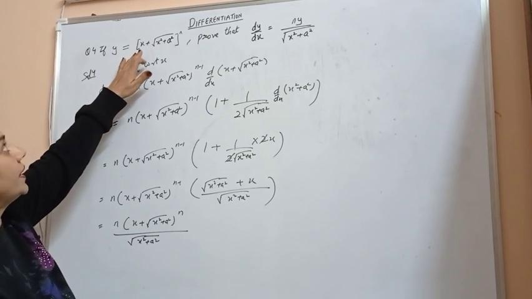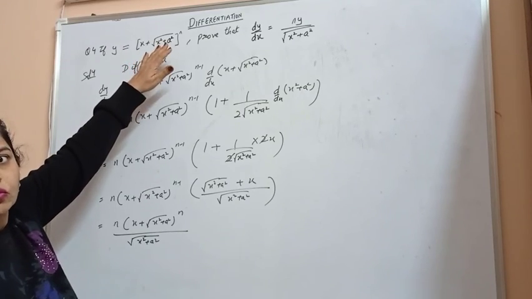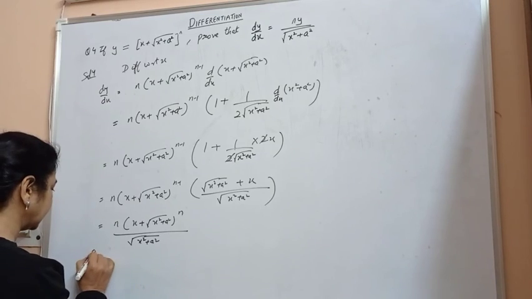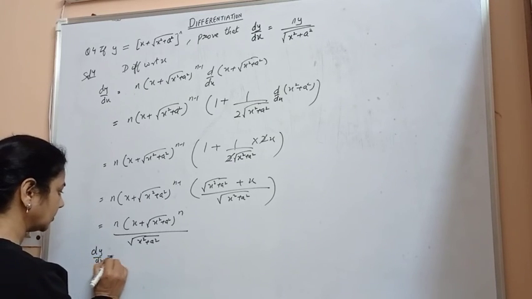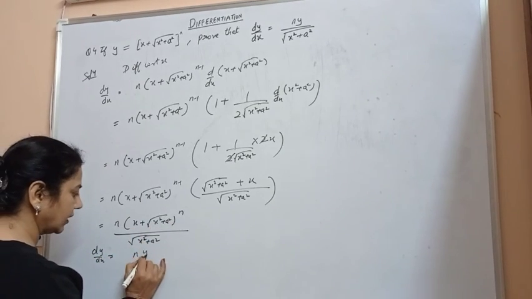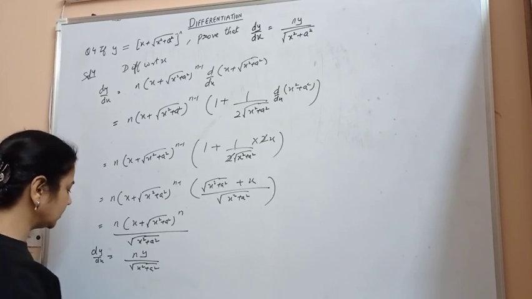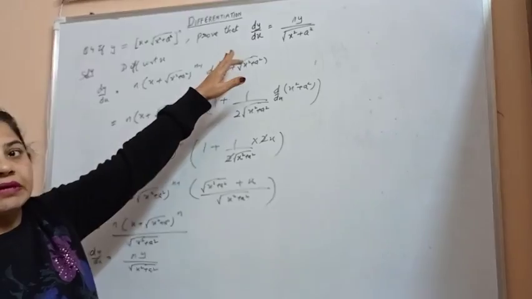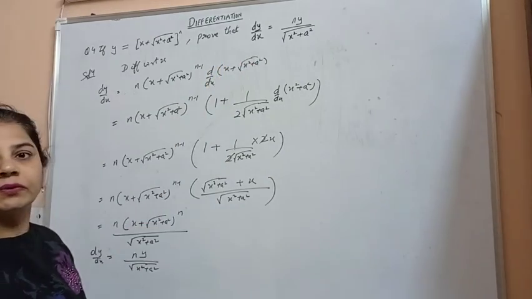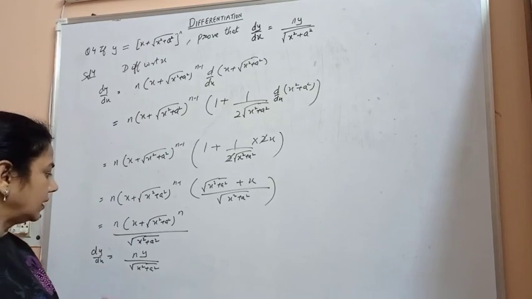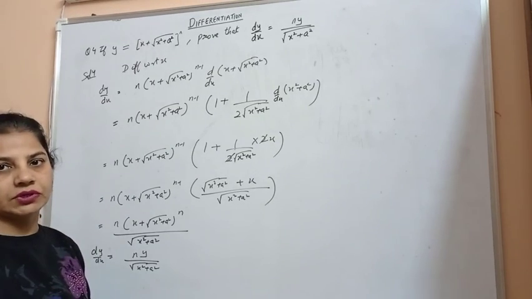Function y is equal to x plus under root x square plus a square whole to the power n. So instead of this, I can put y. So I will get dy by dx is equal to n, this becomes my y, upon under root x square plus a square. This is what I have to prove, that the derivative dy by dx is equal to ny upon under root x square plus a square. And we get the result as the derivative dy by dx is equal to ny upon under root x square plus a square.